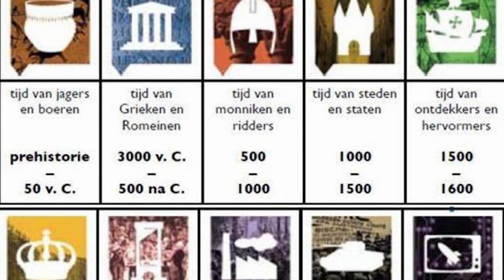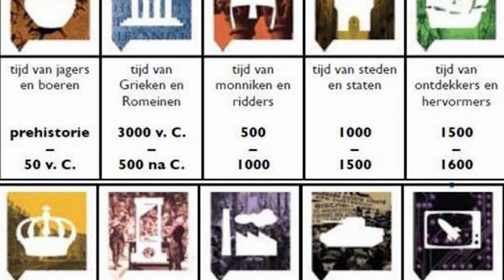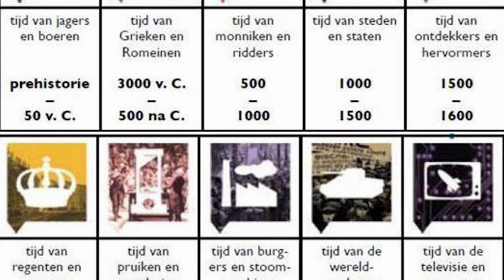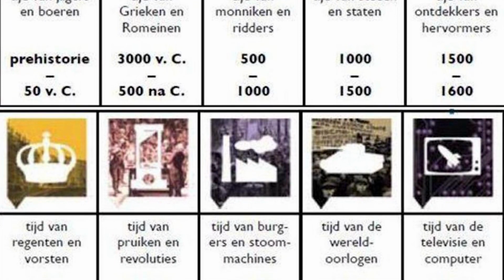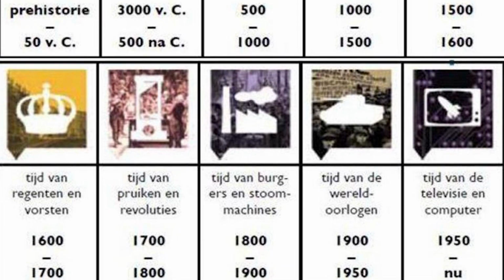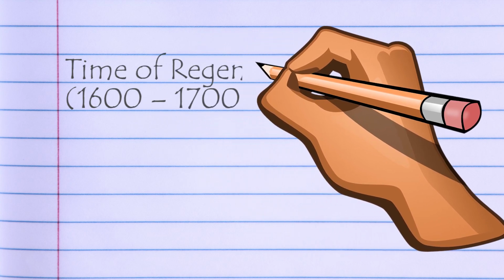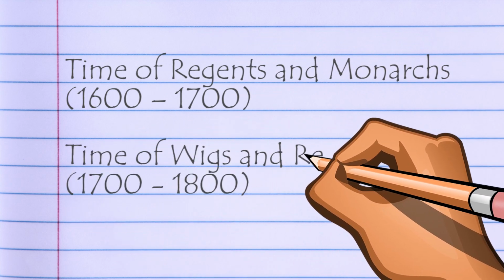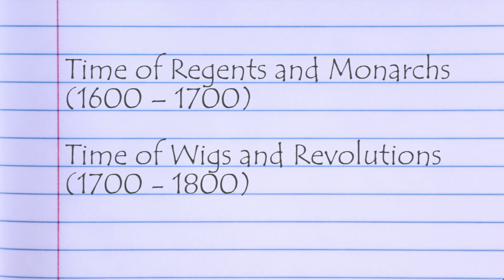These time periods start with the time of the hunter-gatherers, then you have the classical period, the early, then late Middle Ages, and it goes all the way till the time period of television and computer. These time periods are also used on primary school, by the way. Now we're going to look at the following two. The time of the regents and the monarchs, 1600 till 1700, and the times of Whigs and revolutions, from 1700 till 1800. And nope, I did not make these names up.